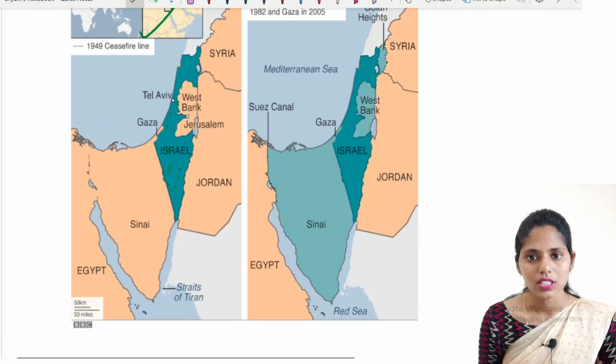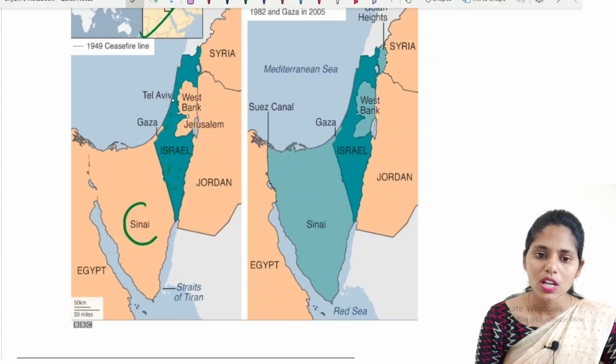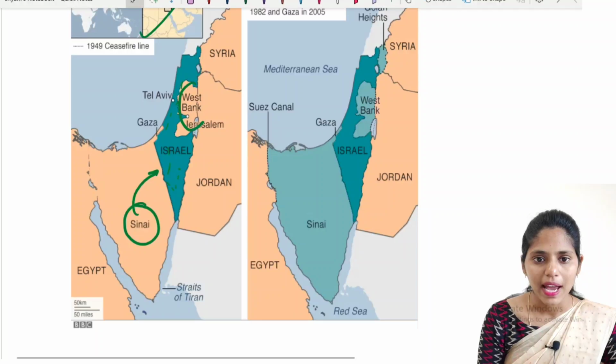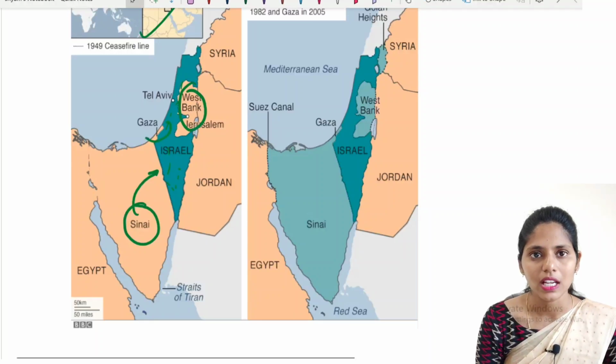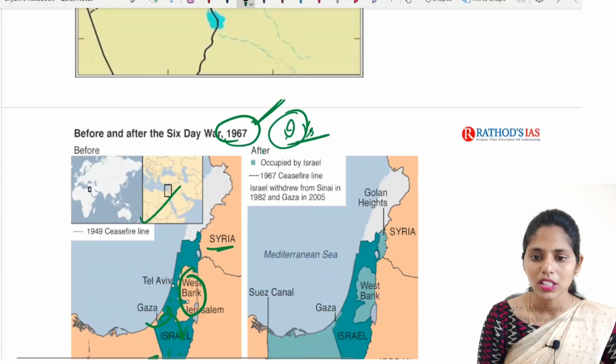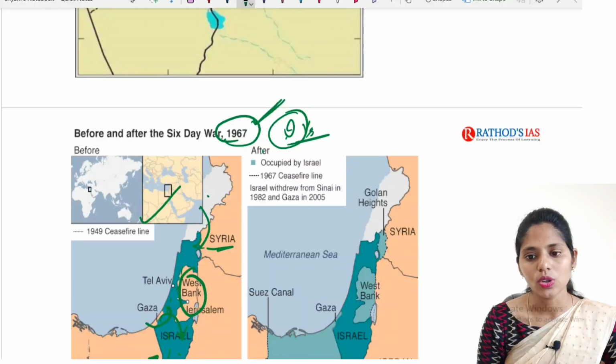But after this war, the Sinai Peninsula from Egypt was occupied by Israel, and also the West Bank, and some areas of Gaza were also occupied by Israel. And later on, from Syria, the Golan Heights, okay, Golan Heights from Syria was also occupied by Israel.